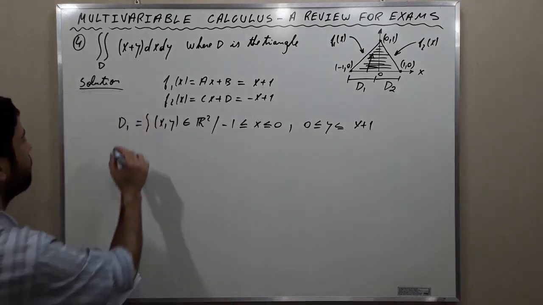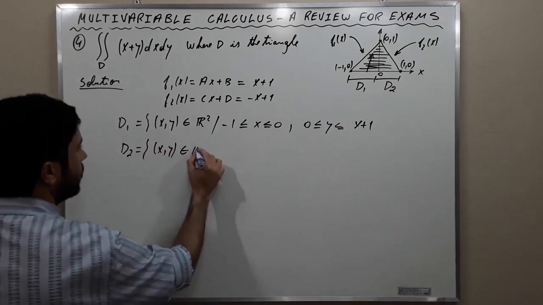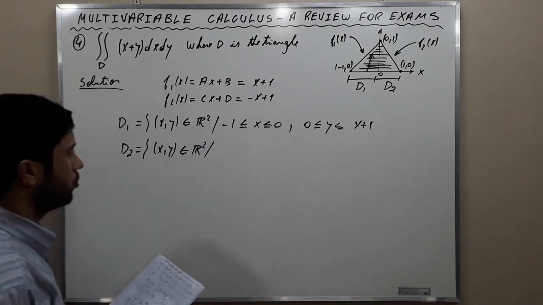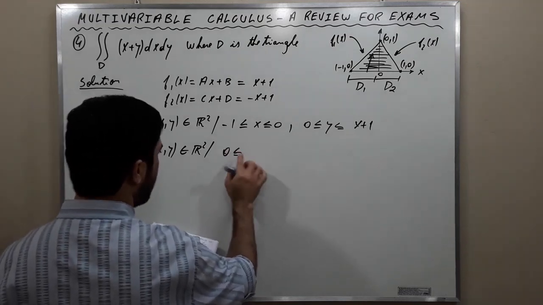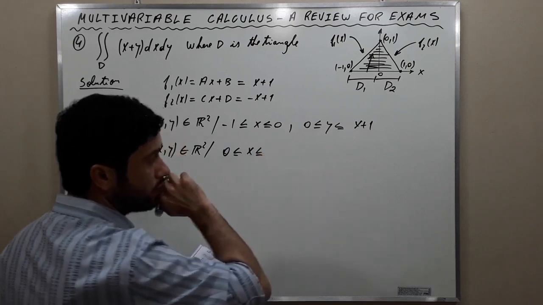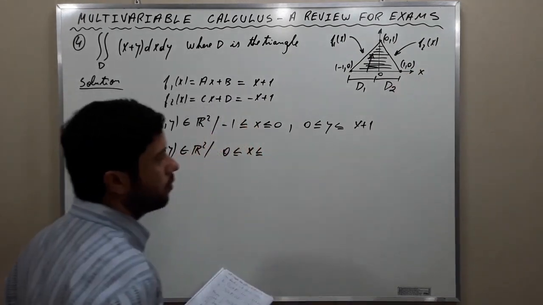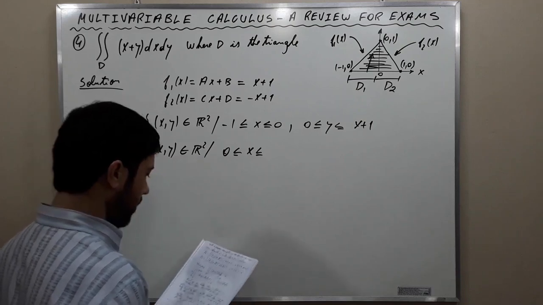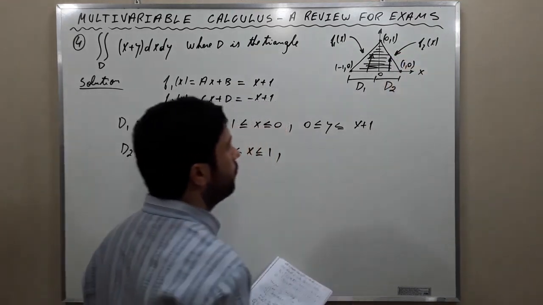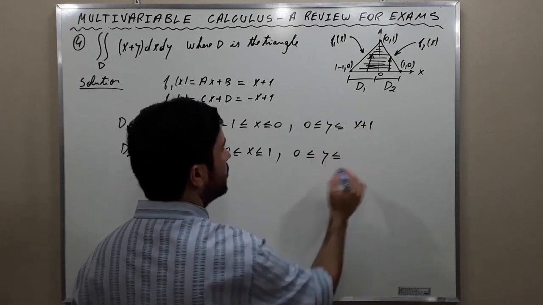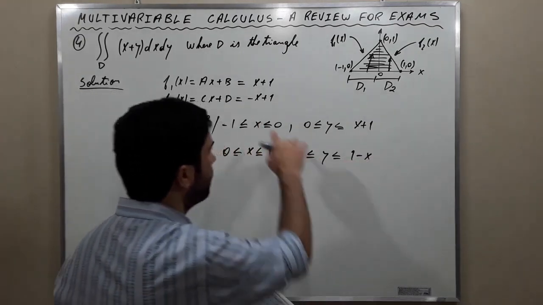And region D2 is a region of the xy plane belonging to R squared, and x varies from 0 to 1, begins in 0 and ends in 1, and y varies here from 0 to the function, and in this case, region 2, the function is 1 minus x, or if you prefer, minus x plus 1.